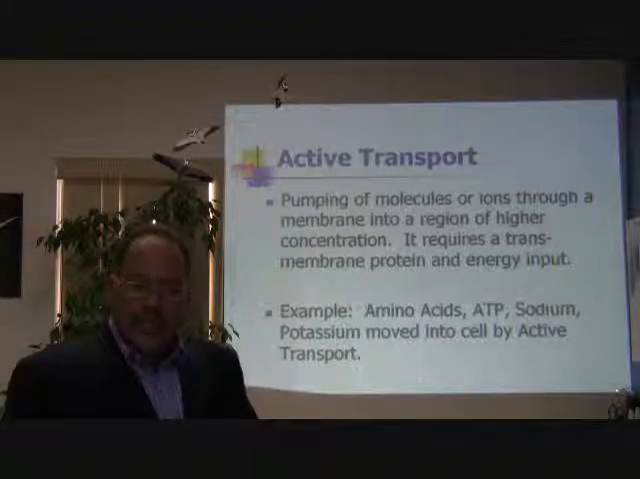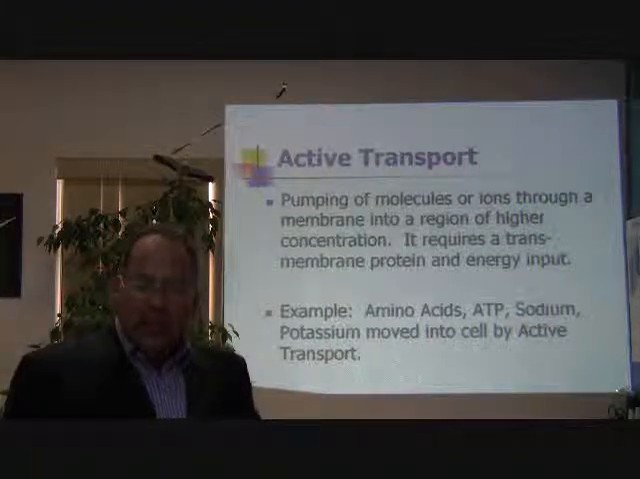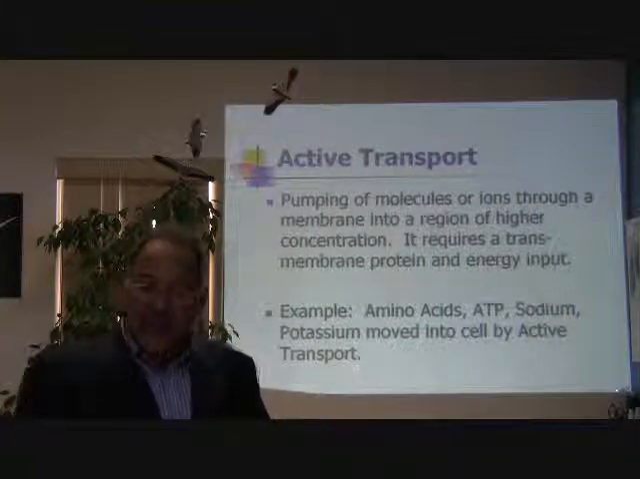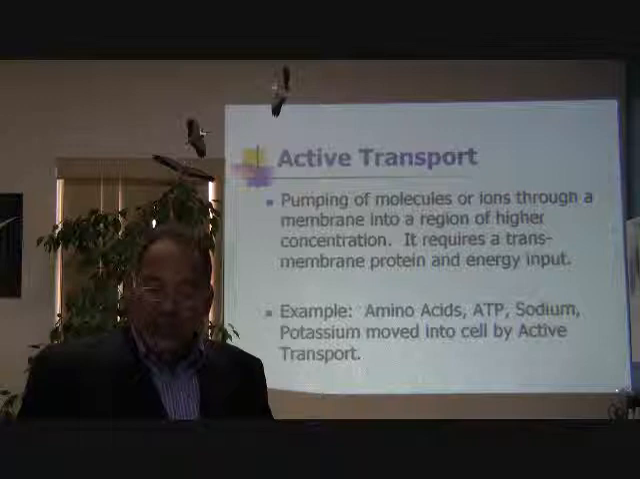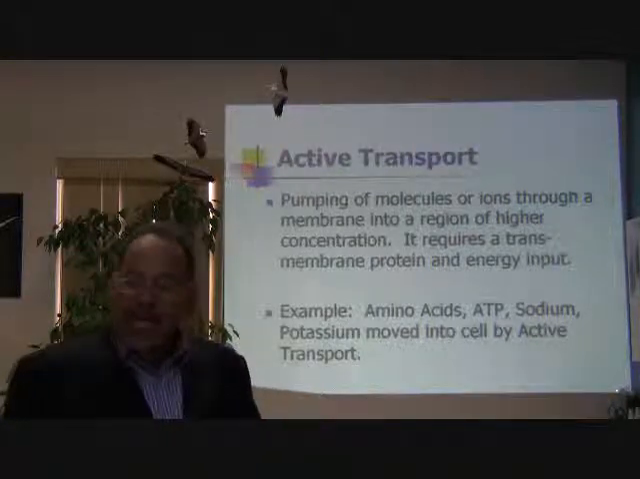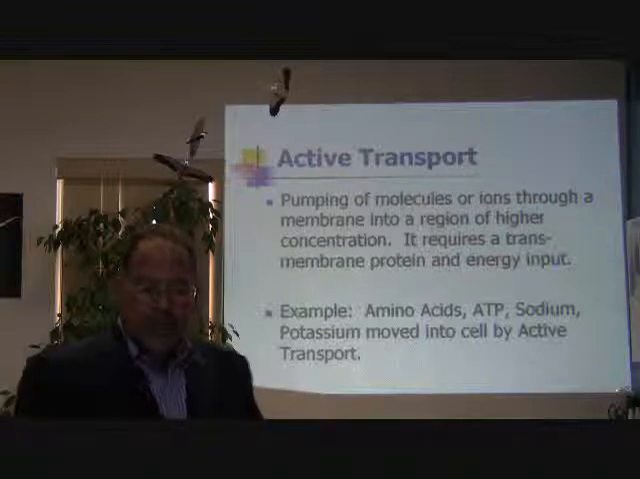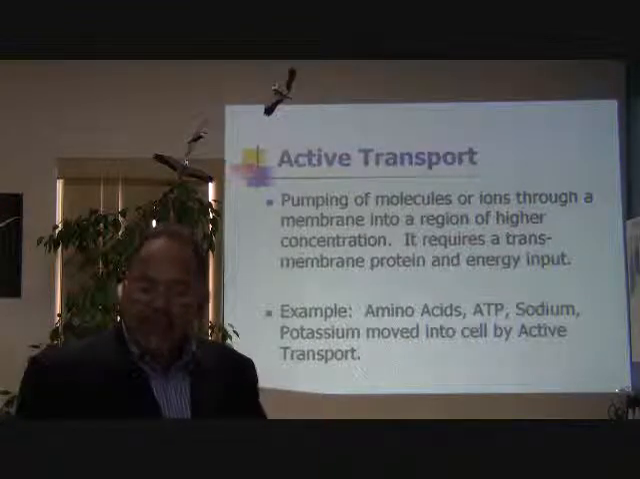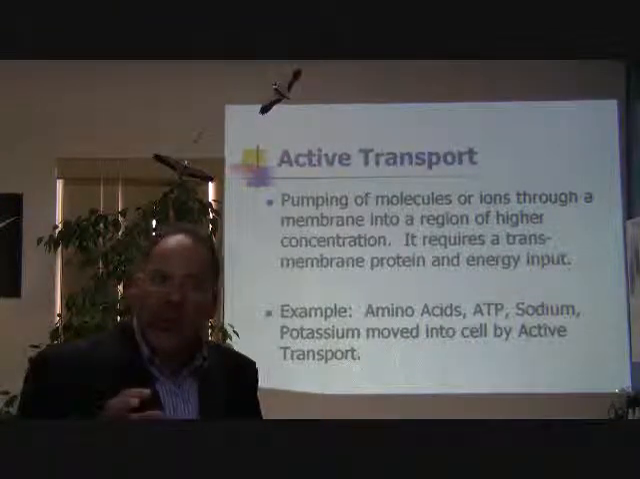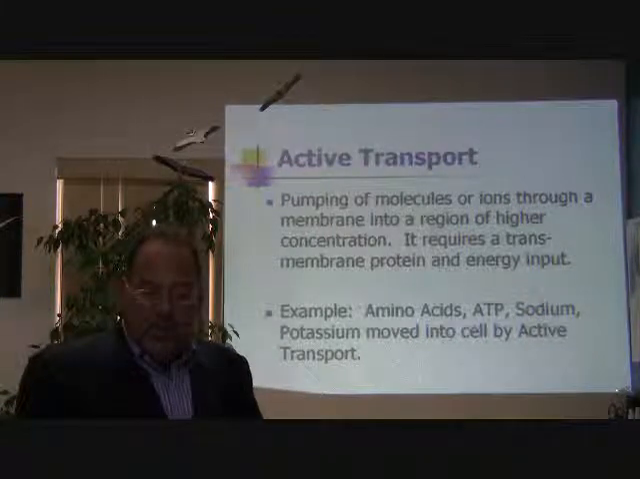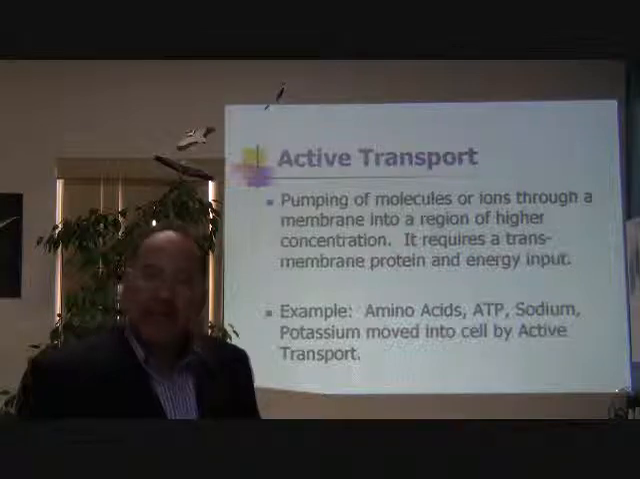That's different. It's pumping of molecules or ions through a cell membrane into the region of higher concentration. It requires a transmembrane protein and energy input. So we have an example of active transport with amino acids, ATP. Again, ATP, if you don't know, is the energy source in our cells. Sodium, potassium, all moved into the cell by active transport.